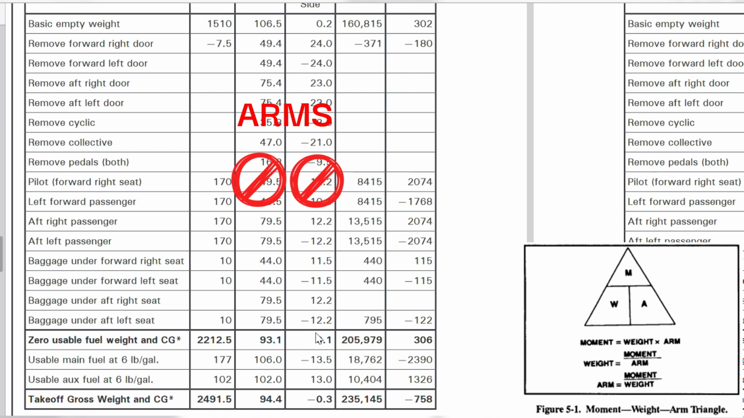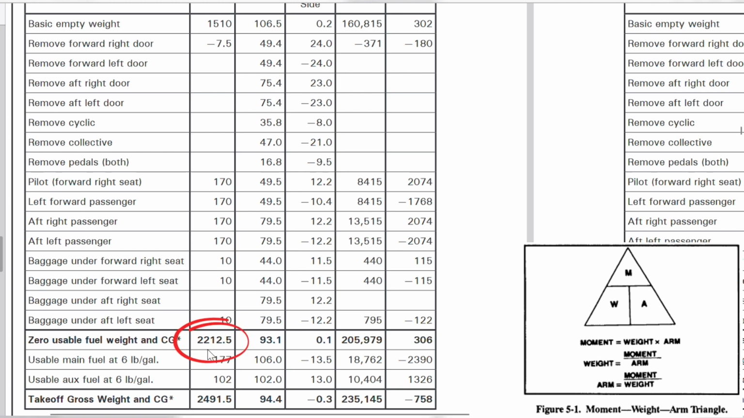So basically what you need to do, we got 1510, we subtract 7.5 pounds. Then we add each of those pilot, passenger, aft right passenger, aft left passenger, plus all the baggage weight up, and we get a total weight of 2,212 pounds, 0.5. And so that's our zero fuel weight, our weight with no fuel on board is what I should say. So if we kept flying the helicopter until we had no fuel left, this is what our aircraft's weight would be before we added any fuel.